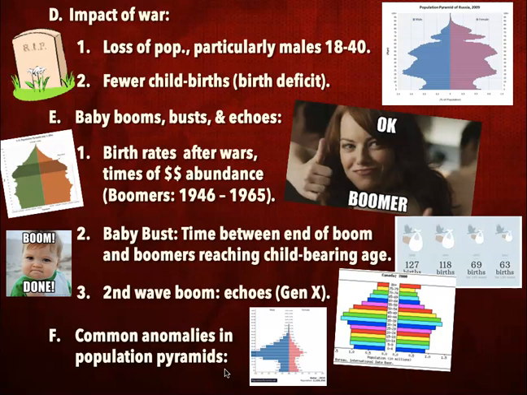All right. And then let's see, common anomalies. I think I'm going to throw you some examples of this. So the term anomaly is when you just have, like you see on this population pyramid, really weird stuff going on. Okay.